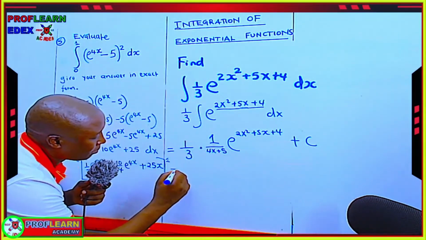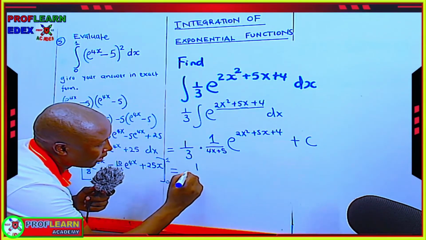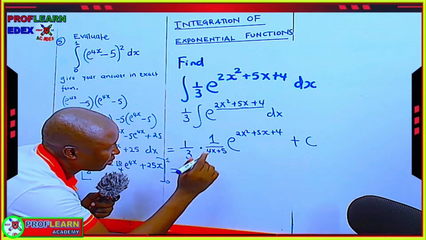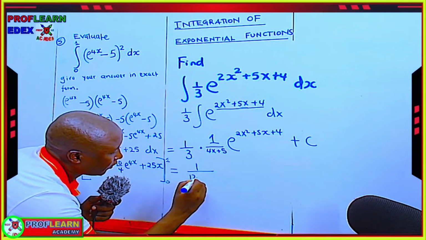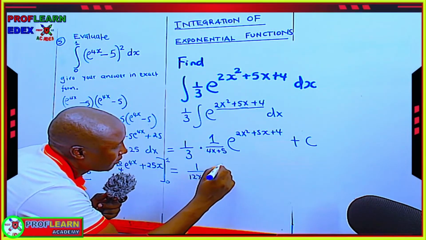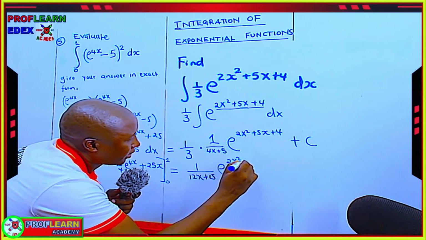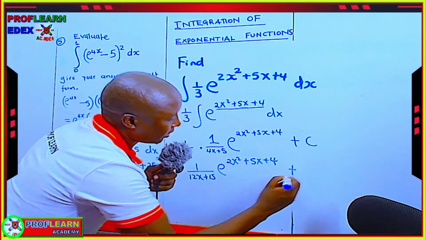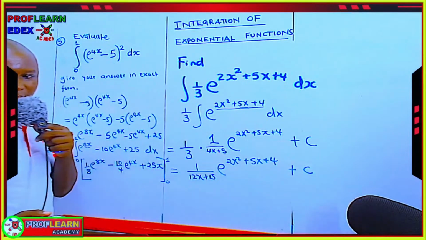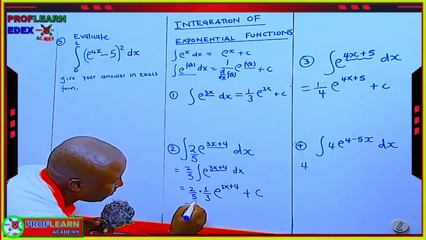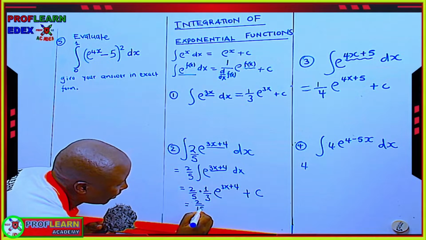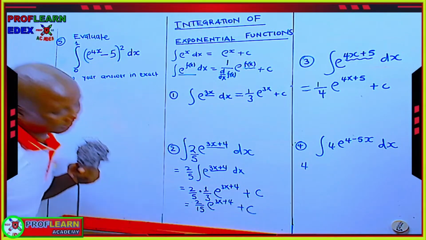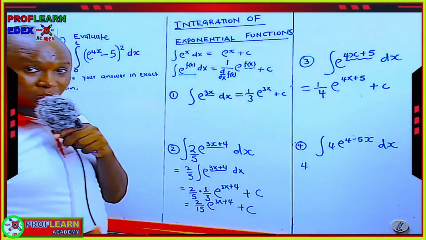Then now we can simplify this further. It will be 1 over 3 into brackets. Of course, this can translate to 12x plus 15, e to the power 2x squared plus 5x plus 4. Then we shall say plus c, which is our constant. Simplifying this, it will be 2 over 15 e to the power 3x plus 4, then plus c. That's what it will simplify to, right?